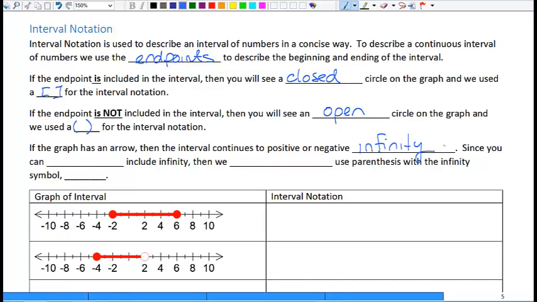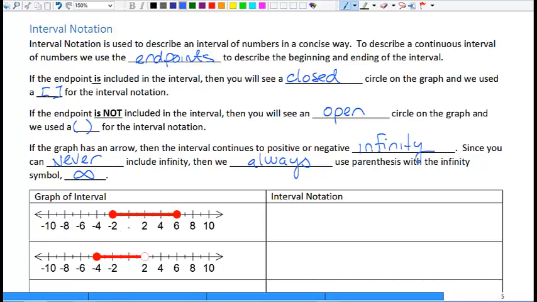Now, since you can never actually include infinity, we will always use parentheses with the infinity symbol, and this is the infinity symbol there.